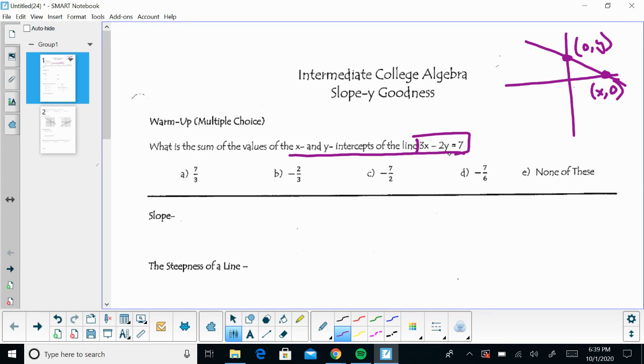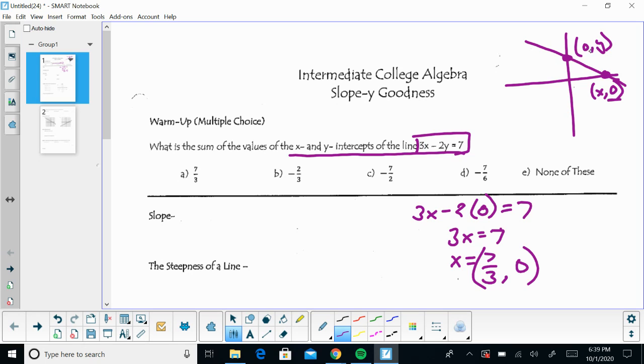So to find the x and y intercept, I can first plug 0 in for y. So that would be 3x minus 2 times 0 equals 7, and negative 2 times 0 is 0, so 3x equals 7. So we have x equals 7/3. All right, so that's my x-intercept, 7/3. You could write it (7/3, 0).